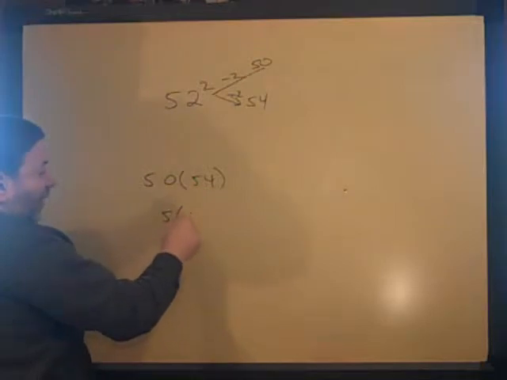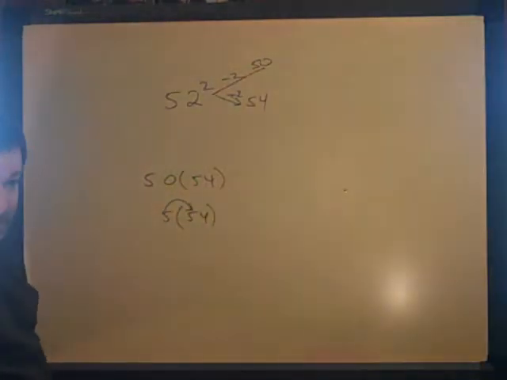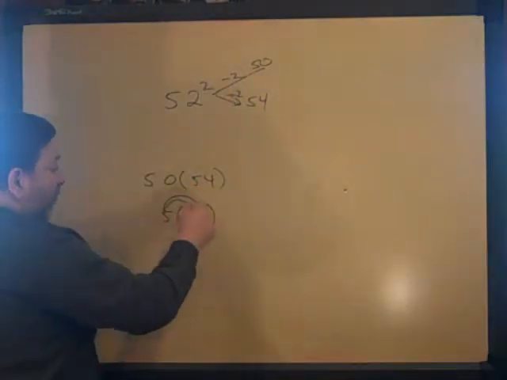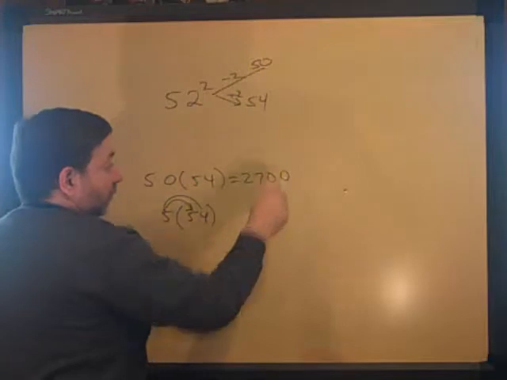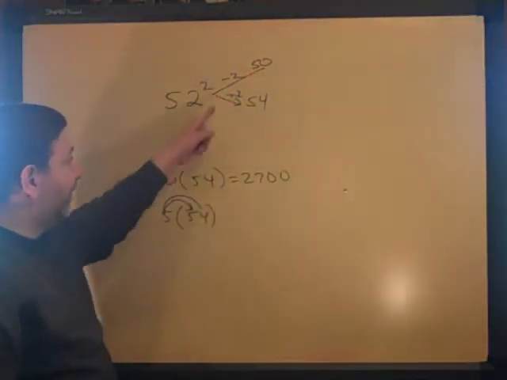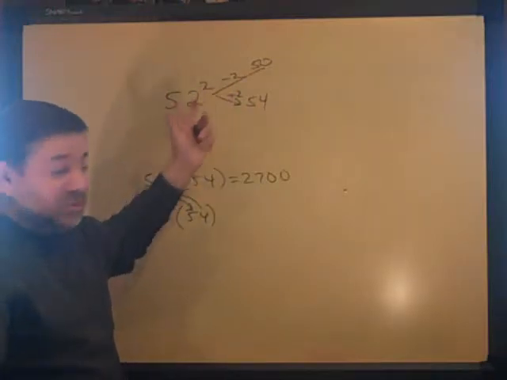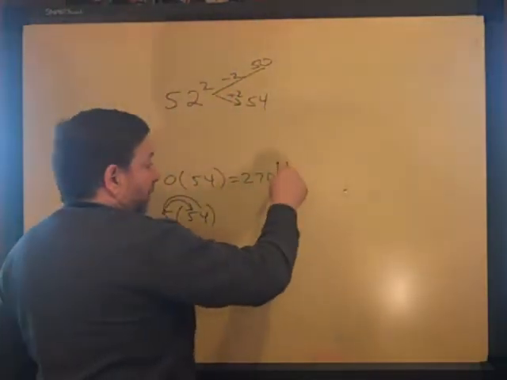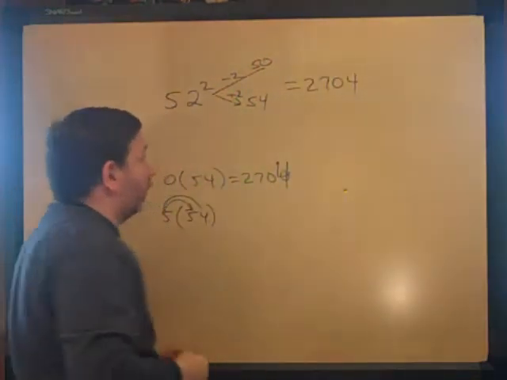But just think 5 times 54. It's 250. Plus 20 is 270. With another 0, 2,700. Square this number and add it. 2 squared is 4. 2,704.